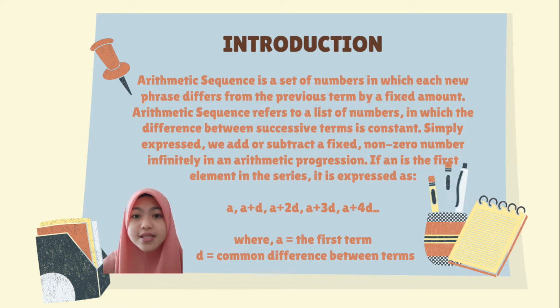An arithmetic sequence is a set of numbers in which each new term differs from the previous term by a fixed amount. Arithmetic sequence refers to a list of numbers in which the difference between successive terms is constant. Simply expressed, we add or subtract a fixed non-zero number repeatedly in an arithmetic sequence. For example, 1, 3, 5, 7, and 9.